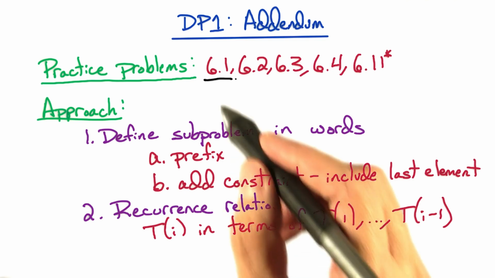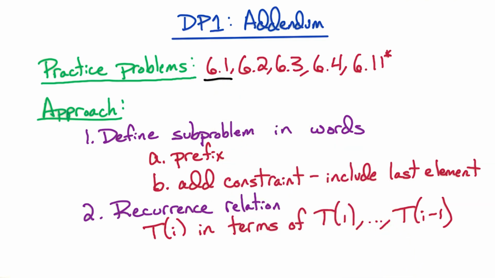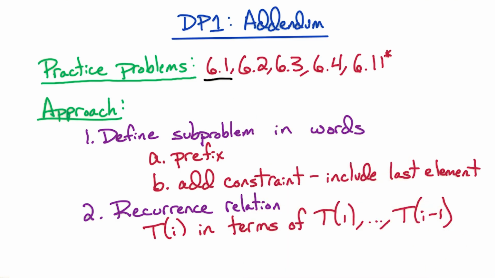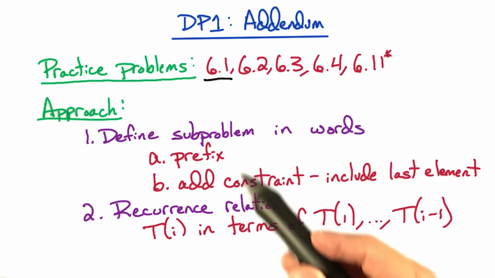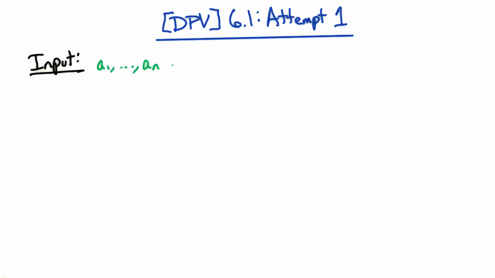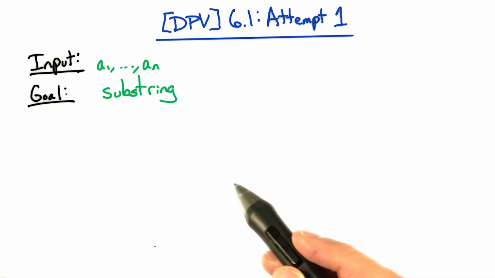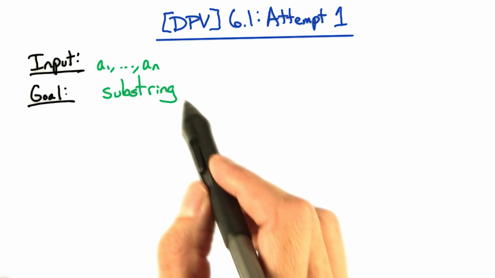So I'm going to show you how I approach problem 6.1. But to get the most out of it, I suggest that you try the problem first. And then if you're having difficulty, you can watch the next slide to see how to solve it. Now the input to this problem is a1 through an. Our goal is to find the contiguous subsequence. Notice that a contiguous subsequence is the same as a substring.